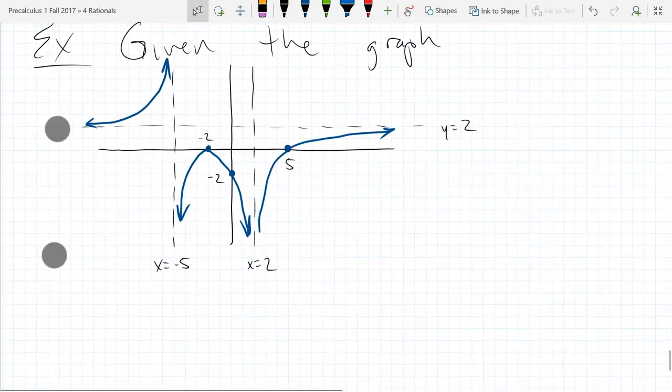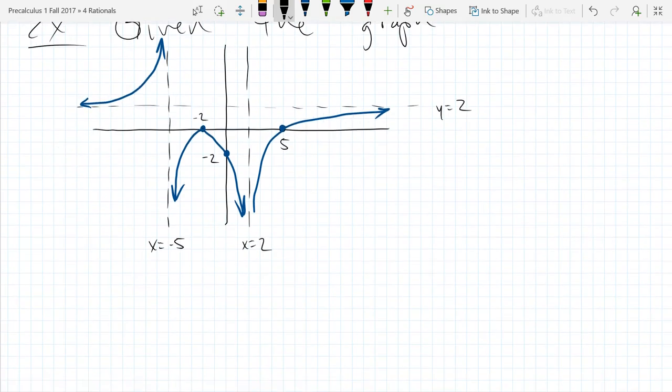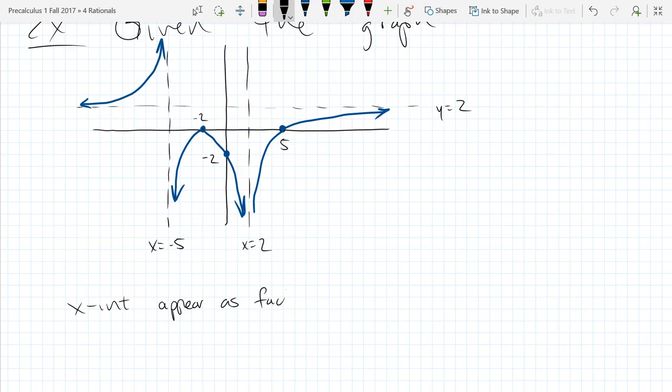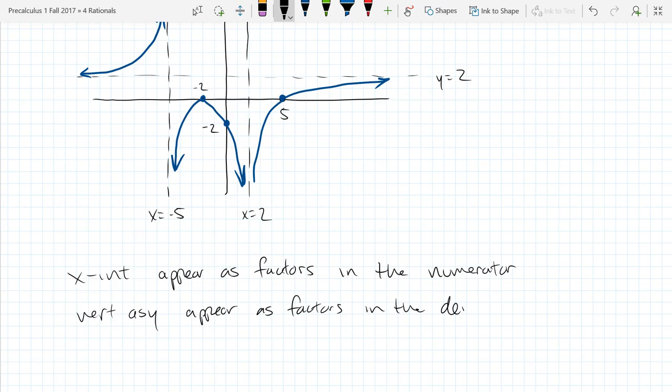So I will help you set up the basic form of this rational function. I see two vertical asymptotes and two x-intercepts. So x-intercepts appear as factors in the numerator, and vertical asymptotes appear as factors in the denominator.